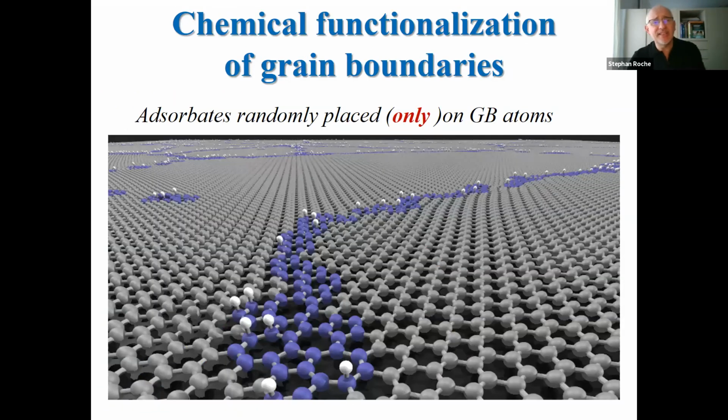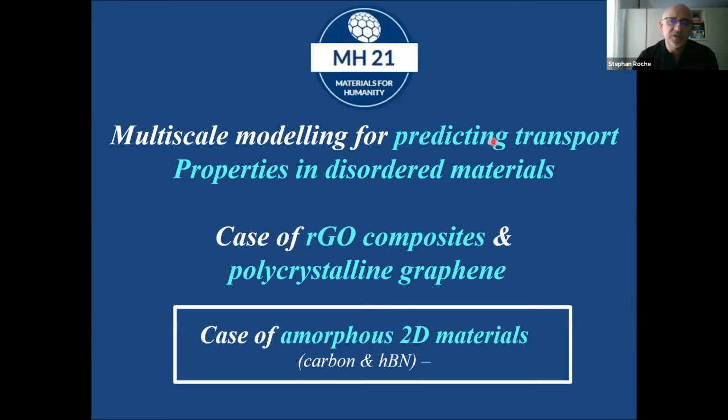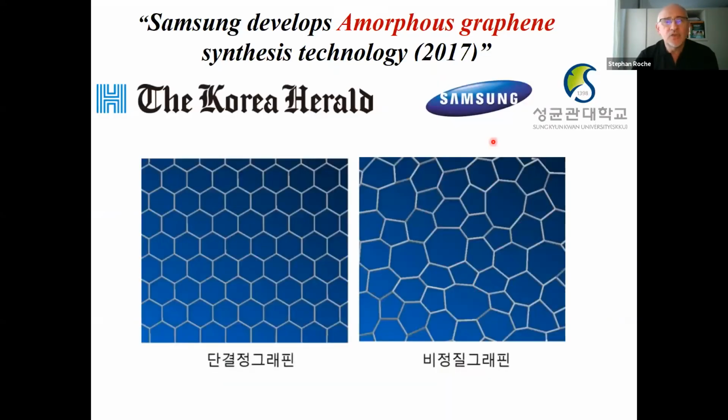So we can simulate this type of effect of functionalization, and this is typically the simulation result. We can match with the best experimental data, which are obtained when all is done in vacuum, and so this is the closest comparison with our simulation. So now let me come to this amorphous.